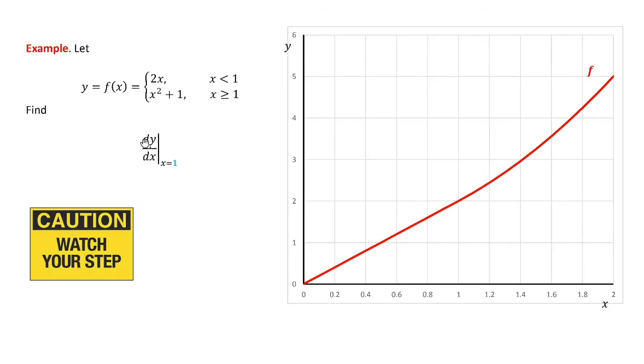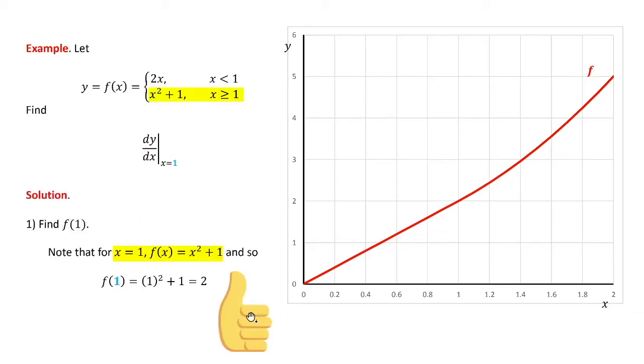This is a piecewise function. So I'm going to ask you to calculate the slope of the secant line at 1. The function has one definition down here and another rule up here. So how do you calculate the slope of the tangent line? You do it exactly the same way we did it.